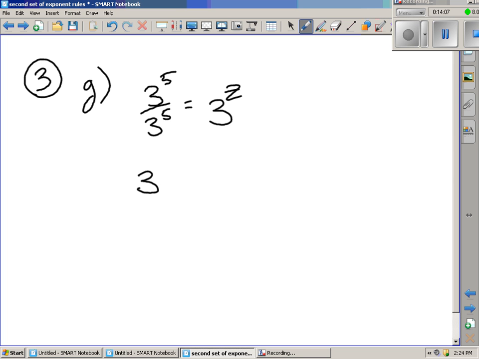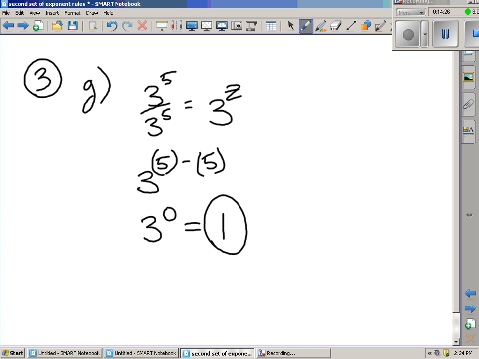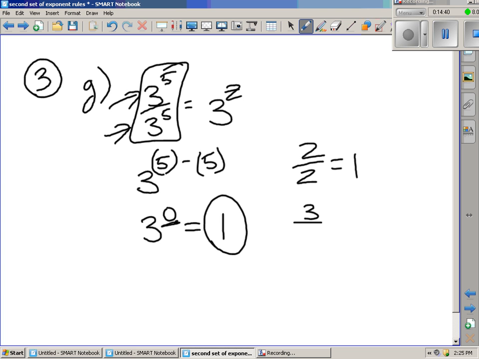Okay, in this example, we have 3 to the 5th divided by 3 to the 5th. So this is 3 to the power of 5 minus 5. So that's 3 to the power of 0. If you remember from before, we talked about how anything to the power of 0 is equal to 1. I know it's been a while since we've talked about that, but anything to the power of 0 is equal to 1. And the reason this makes sense is because we have the same number over itself. And remember, anything over itself is equal to 1. 2 over 2, 3 over 3, negative 5 over negative 5, they all are equivalent to 1.